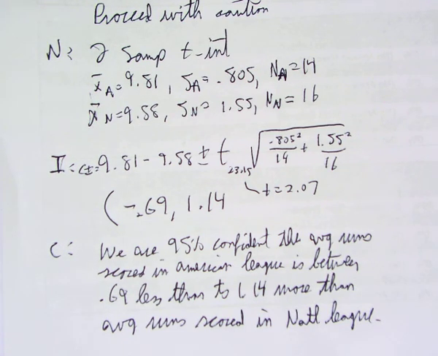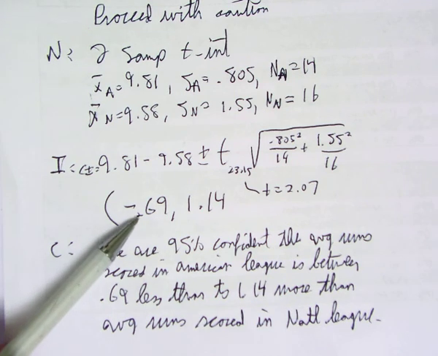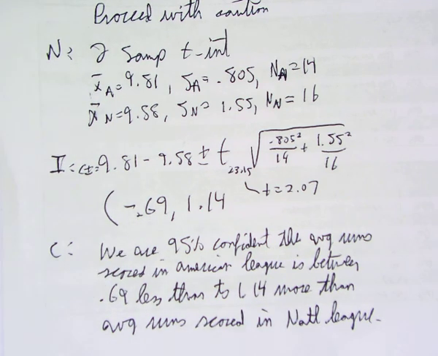So question C says, is there evidence of a difference? Well, no, because 0 is in the interval. If this was positive 0.69 to 1.14, then we could say, oh yeah, in the American League, definitely they score more runs. But since 0 is in that interval, we cannot say that. So that would be the answer to C.